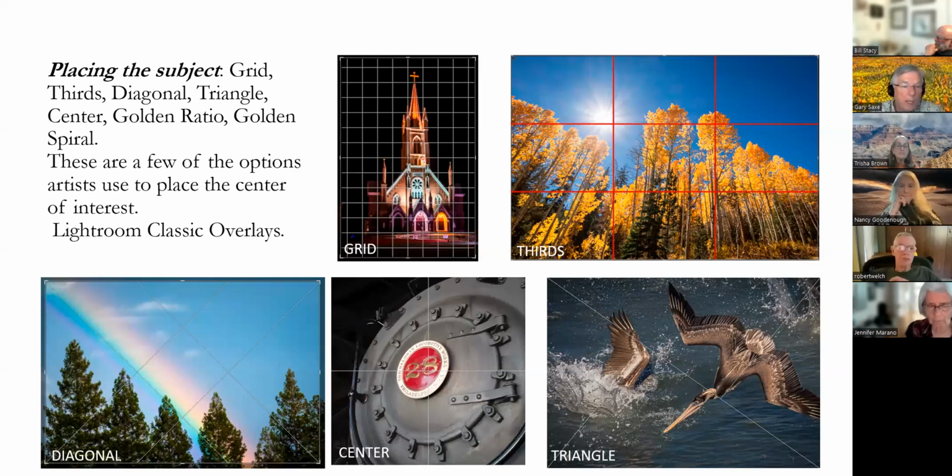Another way to place is diagonals. In this case, I use the rainbow along one of the diagonal lines. Next one would be center. In this case, I didn't want to be dead center. I wanted to know where exactly my center was so I could place that red 28 on the front of the locomotive just off center to make it more interesting. The triangle. That's one I haven't used before, but I found that my picture of the birds coming down worked well with the triangle.